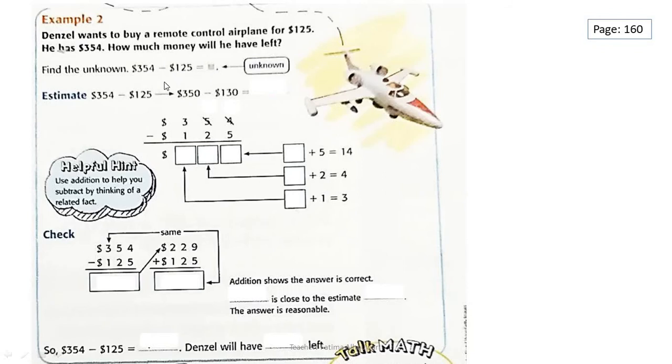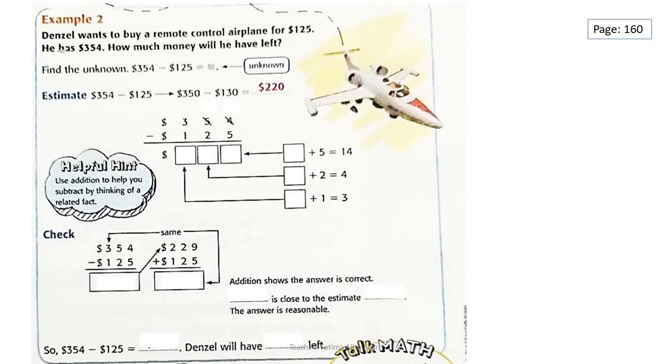Again, the first step is to estimate. We can round these numbers to the nearest 10. So we will get 350 minus 130, and this equals 220. Let's subtract now. 4 minus 5, we cannot subtract them.